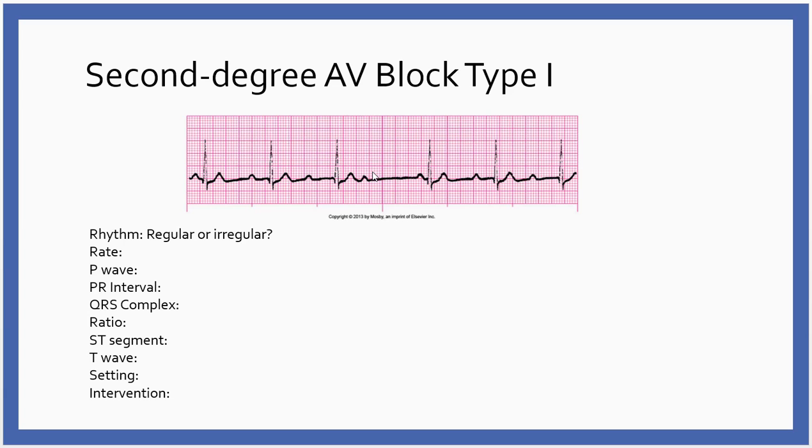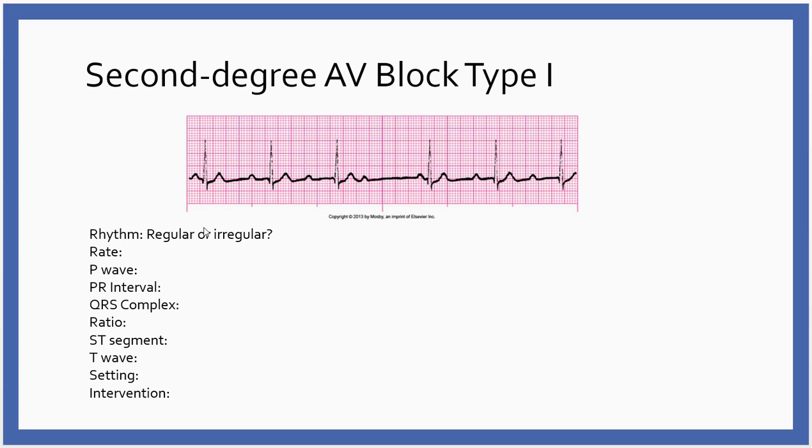First degree heart blocks have a P wave for every QRS. Second and third degree heart blocks have more P waves than QRSs. So this one has an extra P wave. So I have more P waves than QRSs.